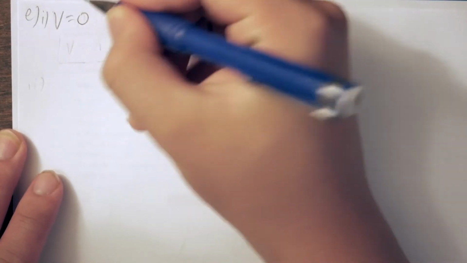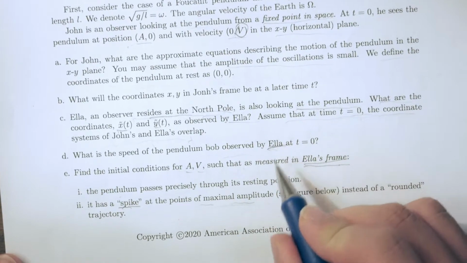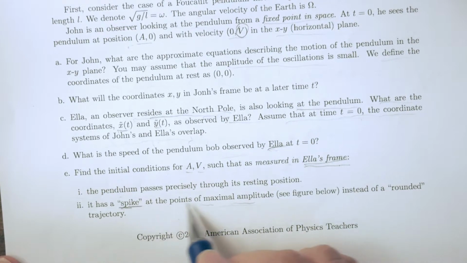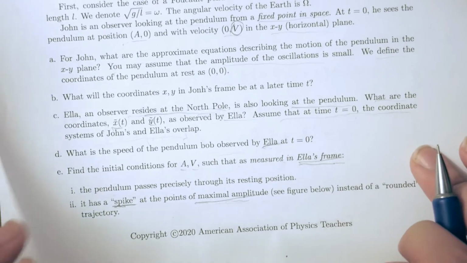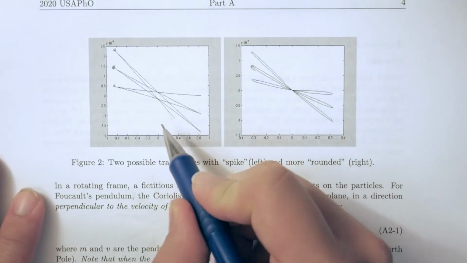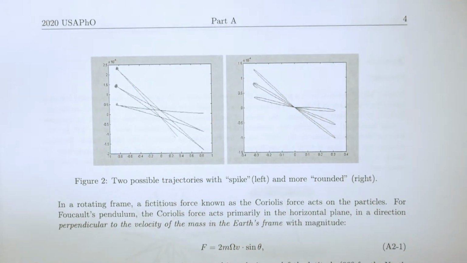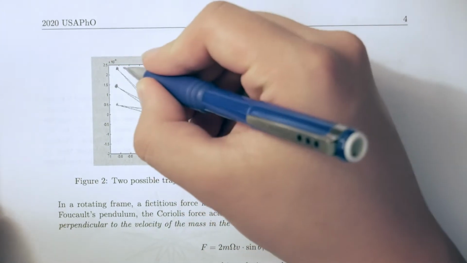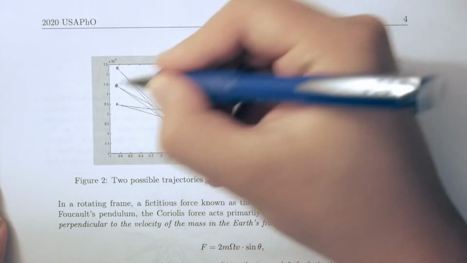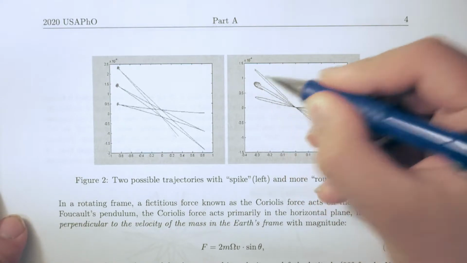So we know that the condition would be v equals 0. Part 2 asks for the condition at which Ella sees a spike at the points of maximal amplitude instead of a rounded trajectory, and there's a visualization here. And we can tell that for there to be a spike, there needs to be 0 velocity at these points, rather than the rounded trajectory, which has a sideways velocity.